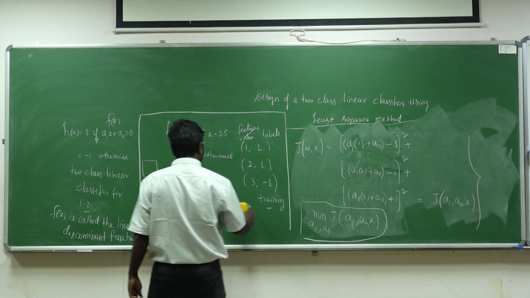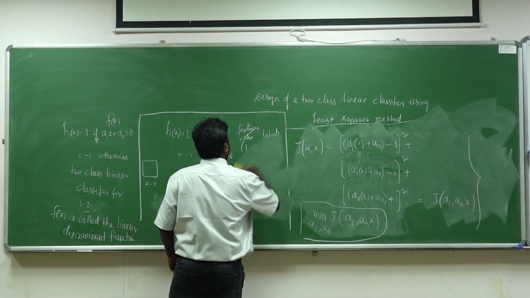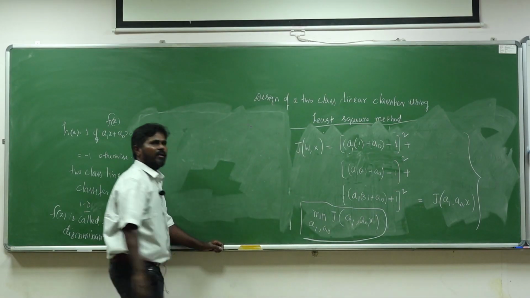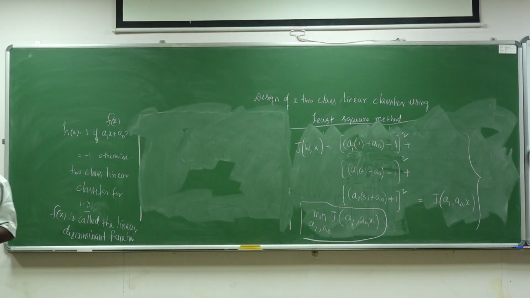Now, how do we minimize this? We don't require high-fi mathematics. Have you done an optimization course? No, fine. If you have not done it, no problem. You can easily understand. So how do you minimize this function? This is a function of two variables.